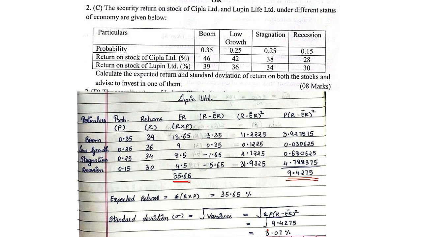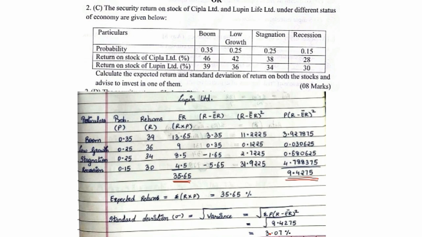So overall, your advice would be, if you have to invest in any one of them: if you are looking for expected return, then Cipla Limited will be a much better option because you are getting 4% extra. But if you are looking at the risk point of view, Lupin Limited is better because it's 3 points lesser as compared to Cipla Limited. So with this we have completed the type 1 sum based on expected return and standard deviation.